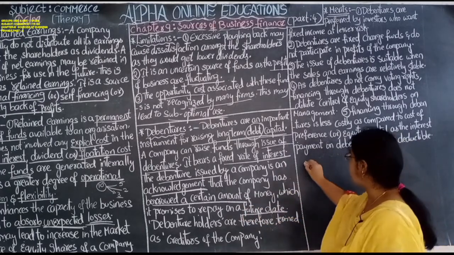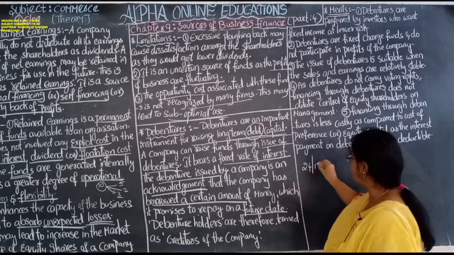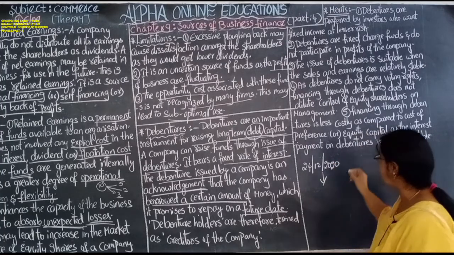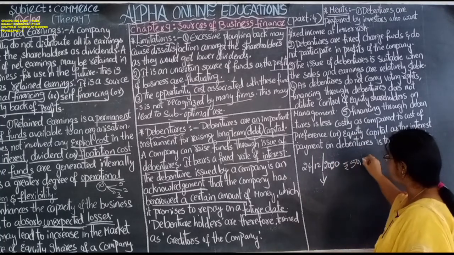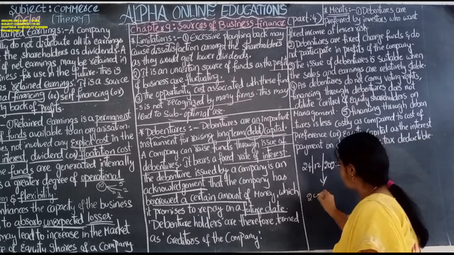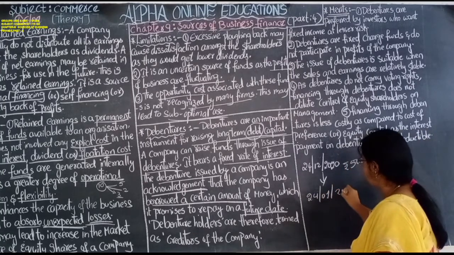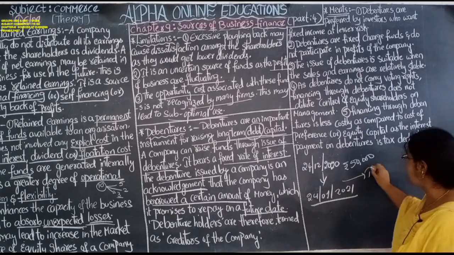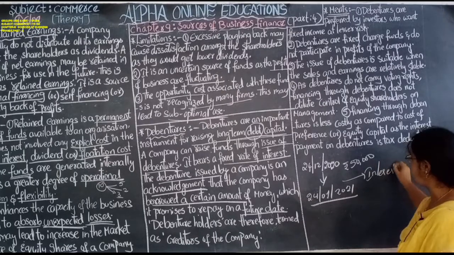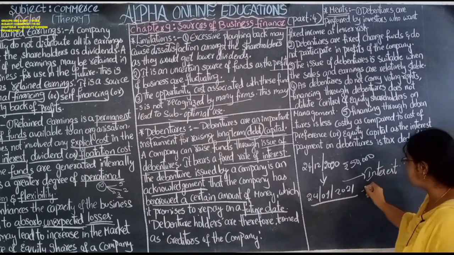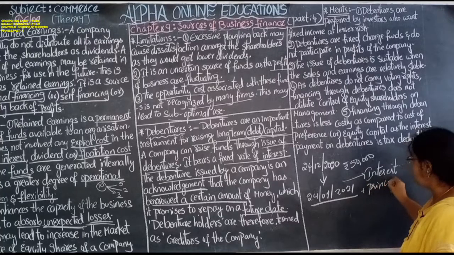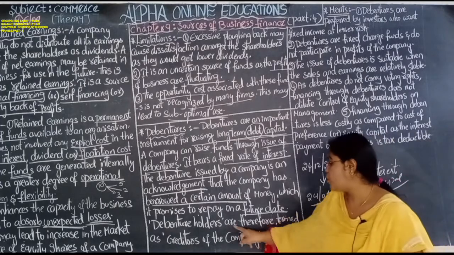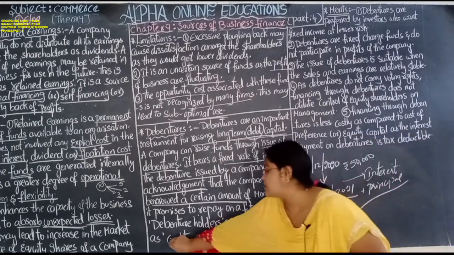For example, it has borrowed on 24th December 2020 and it is promised to pay the total amount, that is 50,000 rupees, on 24th January 2021. It is a promise to pay on that day. Up to that it will get the interest on that amount. The interest plus principal amount is given on the future date. Debenture holders are therefore termed as the creditors of the company.